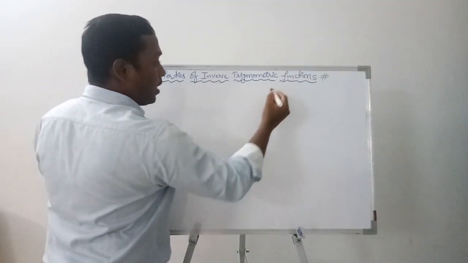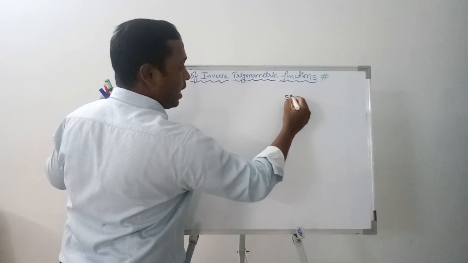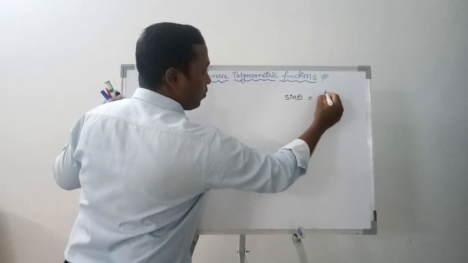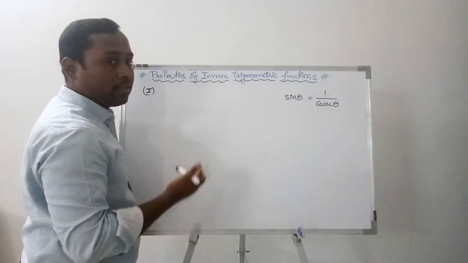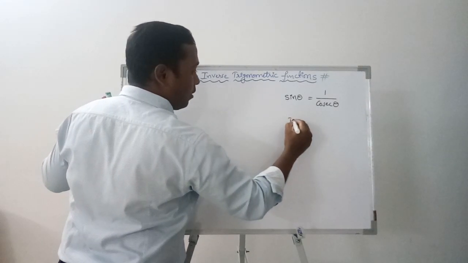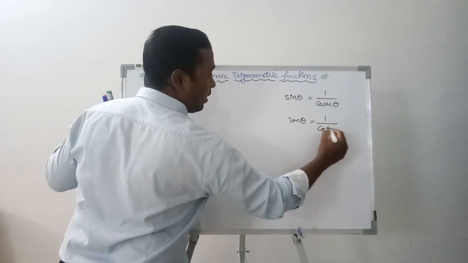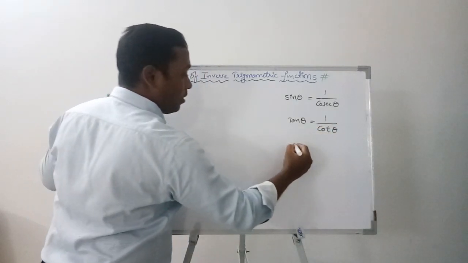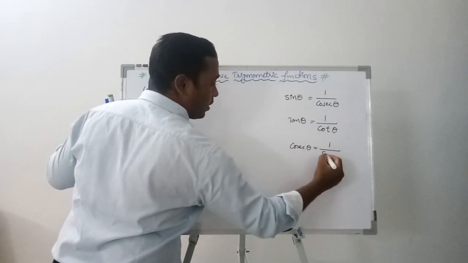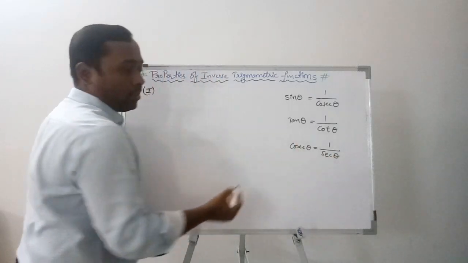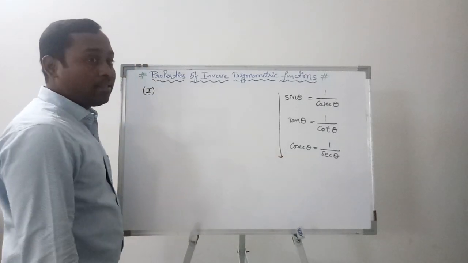You have studied the reciprocals of trigonometric functions. What is the reciprocal of sine theta? It is cosec theta. So sine theta can be written as 1 upon cosec theta, and vice versa. Similarly, the reciprocal of tan theta is cot theta, hence tan theta can be written as 1 upon cot theta. And the reciprocal of cos theta is sec theta, and vice versa. These were the fundamentals you studied in the trigonometry chapter of 10th standard.